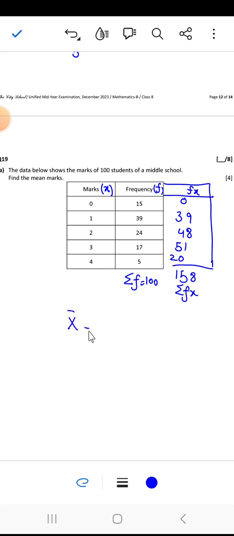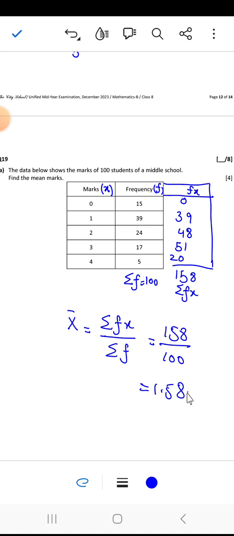So now you will find mean. You know mean is sigma fx by sigma f. So 158 by 100, and the answer is 1.58 marks, because that is what you are finding. This is a sensible answer because you can see from the table this is where the most frequency is lying. So most of the students are getting 1 mark in the exam.